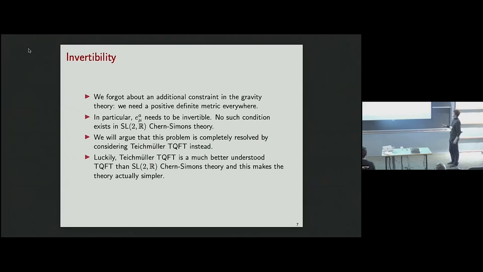So this is the problem that we'll argue is completely resolved by going to this Teichmueller TQFT instead, and not taking SL2R Chern-Simons theory. And this is sort of a win-win situation, because this Teichmueller TQFT is much better understood than SL2R Chern-Simons theory. So this is the first problem.